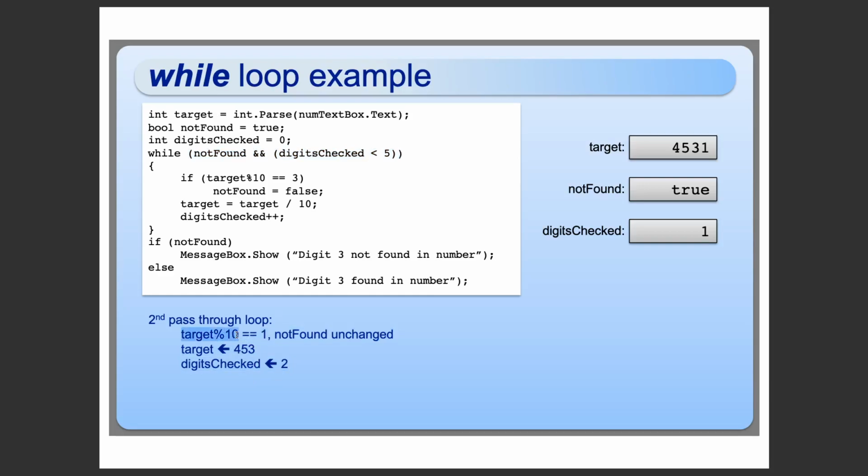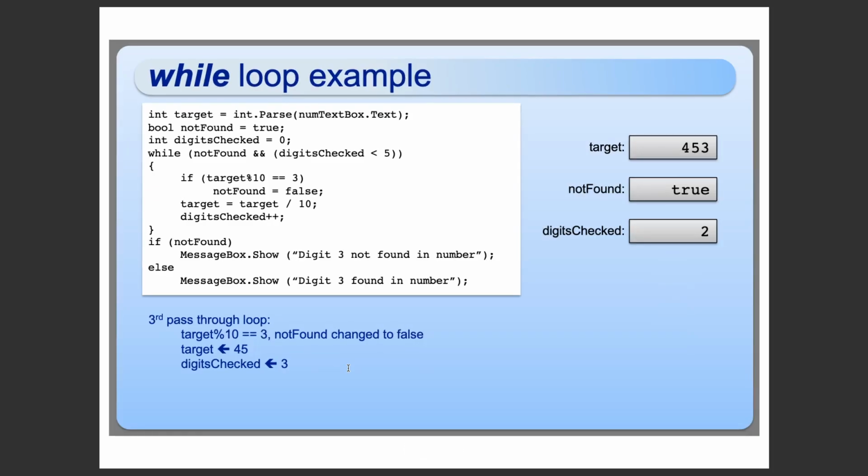We do the modulo 10 again, and this time on 4531, which will give us 1. And then we update target by dropping off the last digit with that division of 10. Okay, so target will be updated to 4531. Digits checked gets incremented to 2. Okay, so the 3 variables now look like that.